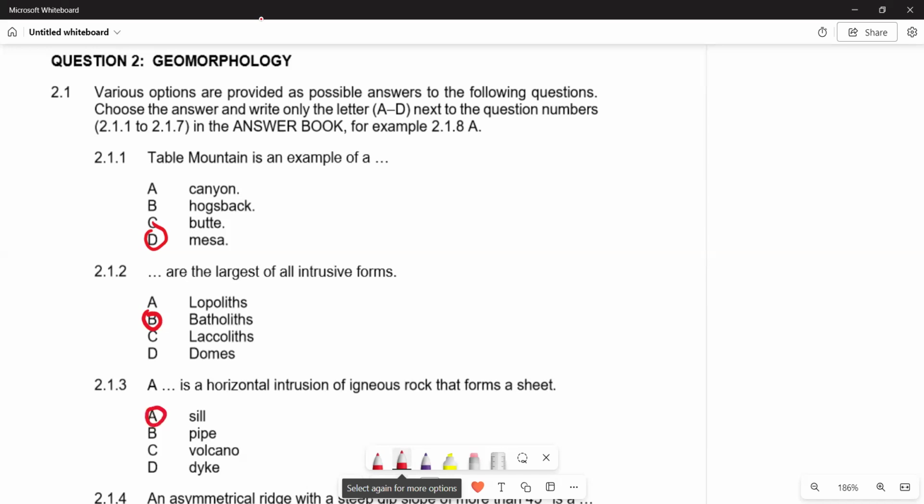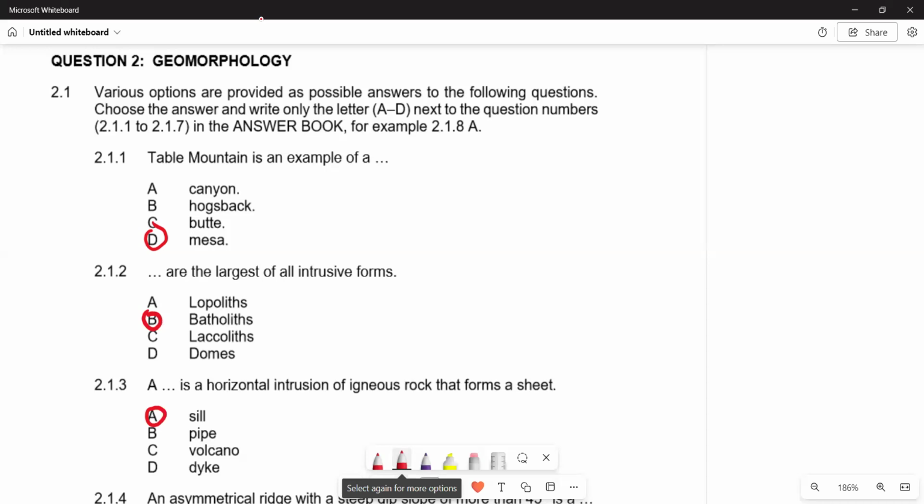The explanation of a sill is that it is a tabular sheet intrusion that is intruded between the layers of sedimentary rock or beds of volcanic lava. At the end of the day, it is a concordant intrusive sheet, meaning that it does not cut across pre-existing rock beds. So this is the explanation of a sill.